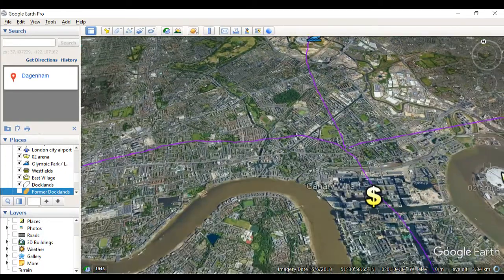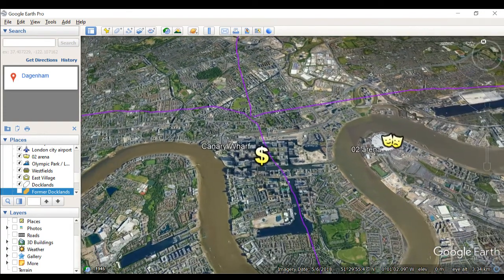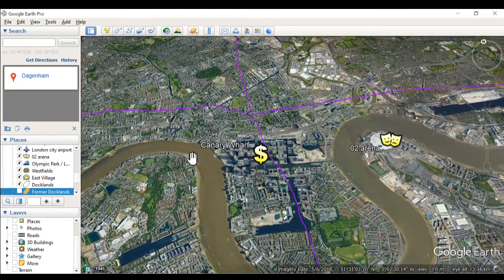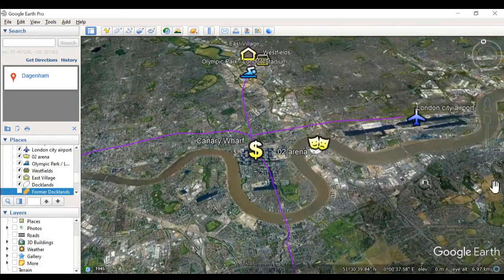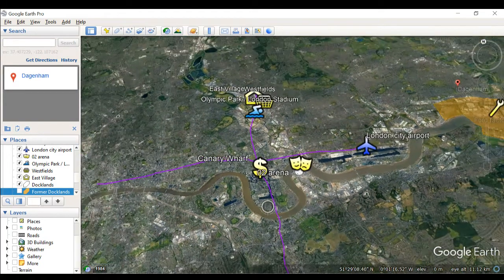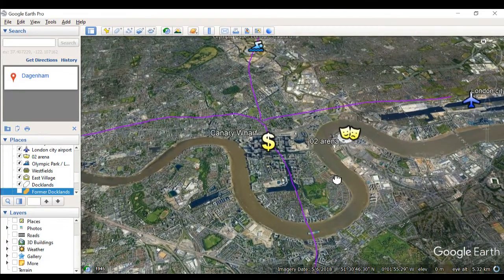So we want to think about how and why these changes happened. Another key idea we need to think about here is this purple line, which represents the DLR. So we've got not just London City improving the transport links, we've also got this Docklands Light Railway, which connected this area here, which we consider as the Isle of Dogs, to the rest of London.